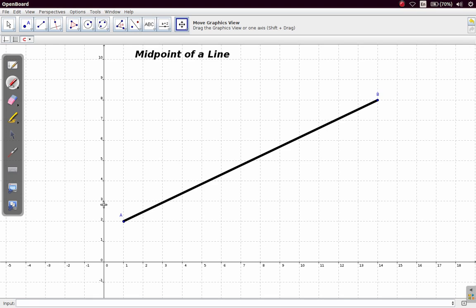are here at coordinates 1, 2, and up here at coordinates, where is it? Above 14. X is 14, and beside 8, so 14, 8. All right.